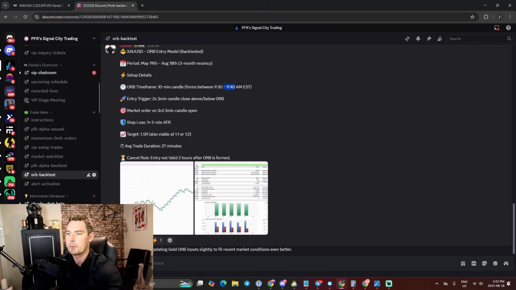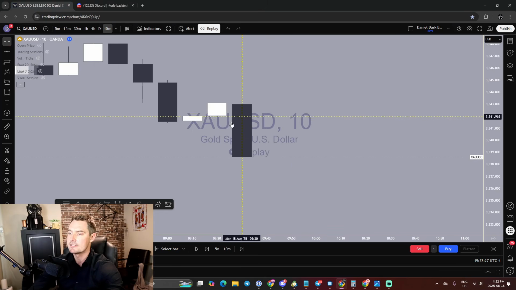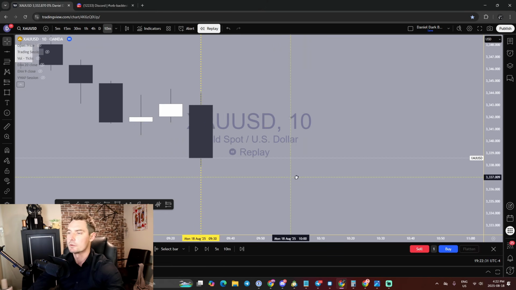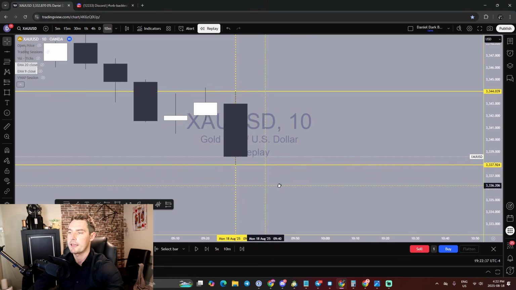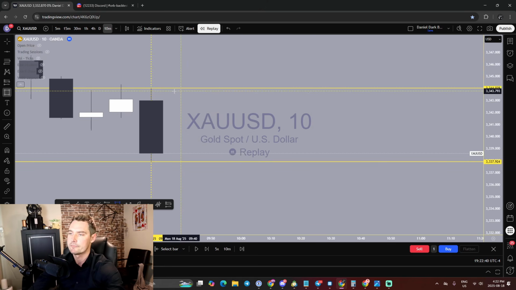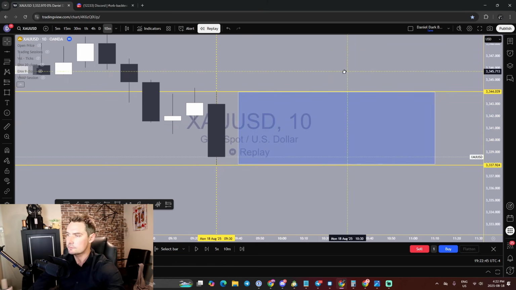So the very first thing we want to look at is our open range candle, a 10-minute candle that forms between 9:30 and 9:40 a.m. Okay, so that's this candle I marked out. I'm on the 10-minute time frame here. All I do, it's very simple, is I mark the top of the wick and the bottom of the wick for that candle. Now this right here is my open range. And it's that simple.